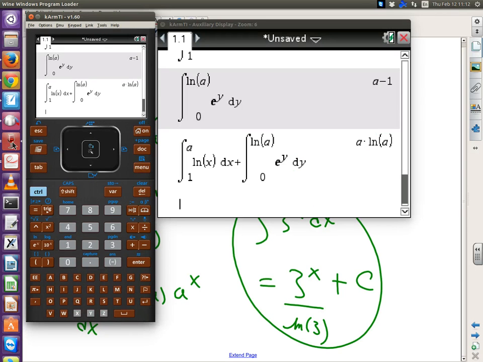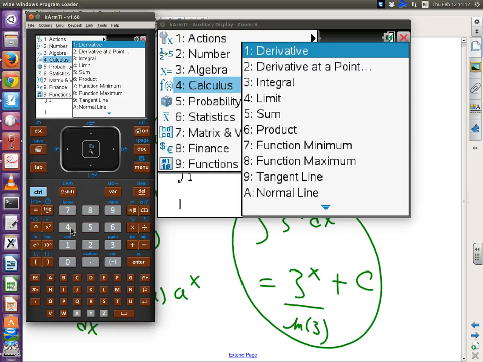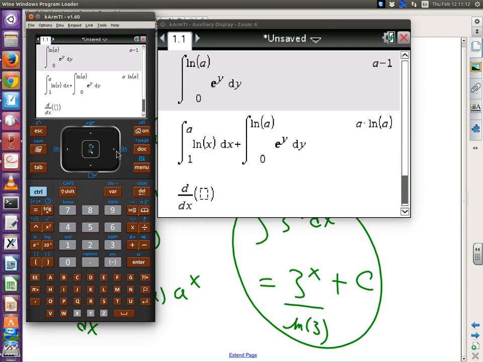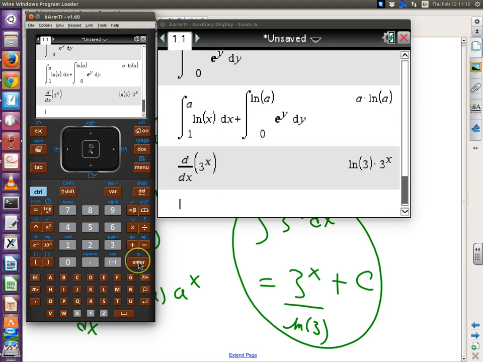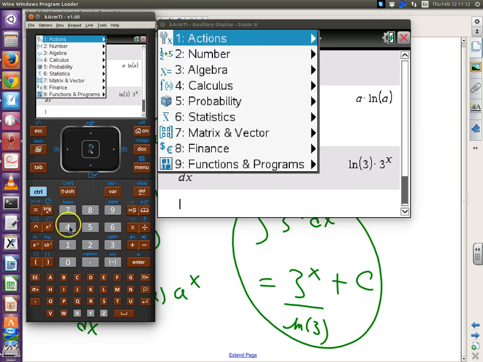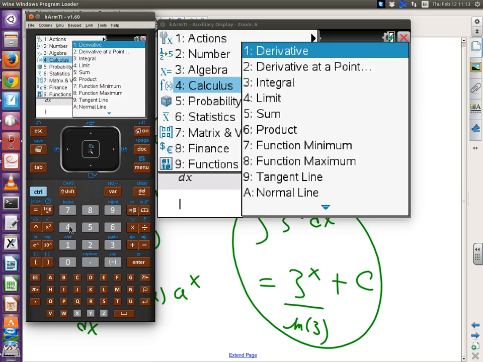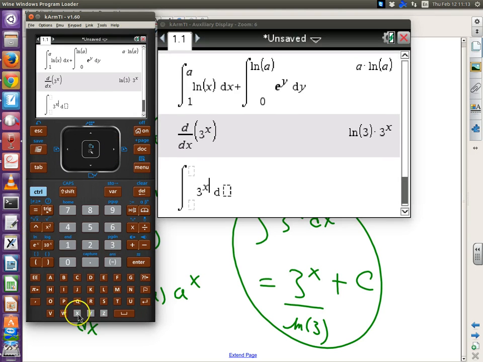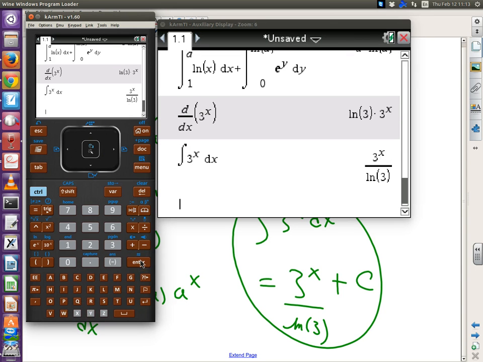Alrighty. So what if I want menu, calculus, derivative with respect to x of 3 to the x. Let's see what you get. Like we said, ln of 3 times 3 to the x. And what do we say? Menu, calculus, integral, no limits of integration, just an antiderivative or indefinite integral of the same thing, 3 to the x with respect to x, and you get, just like we said. Of course, remember that the calculator doesn't give you the plus c stuff. All right, perfect, that's it.